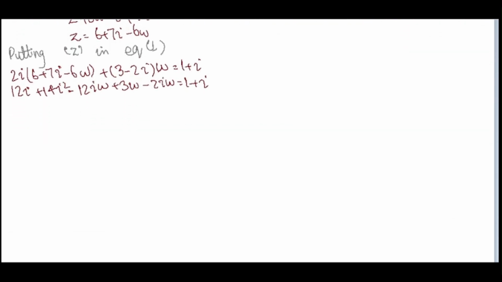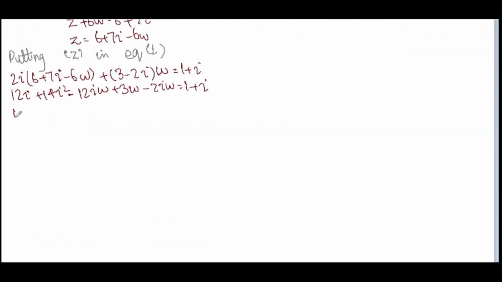Shifting it a bit downwards. Now we get 12 iota plus 14 into iota square, which is minus 1, minus 12 iota w plus 3w minus 2 iota w equals 1 plus iota. Now we get minus 14 over here. So minus 14 over here becomes plus 14 over there, and plus 12 iota becomes minus 12 iota. We're just going to let the w terms remain over here.